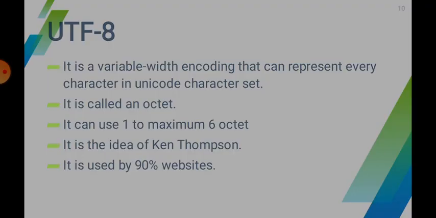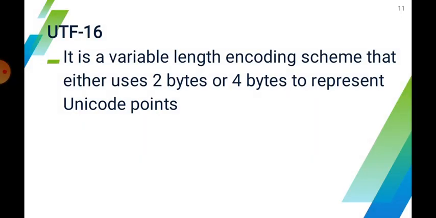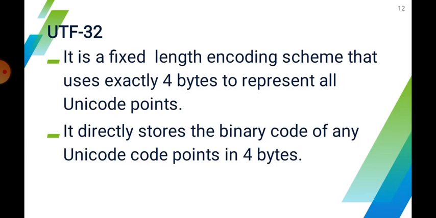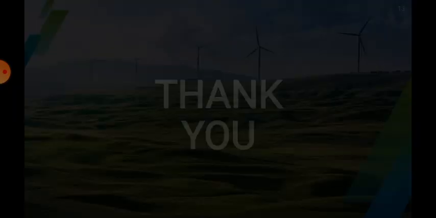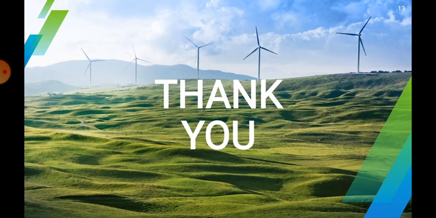In a similar way, the next technique is UTF-16. UTF-16 is also a variable length encoding scheme. It uses either 4 bytes or 2 bytes to represent Unicode code points. And the last is UTF-32. It is a fixed length encoding scheme and it uses exactly 4 bytes to represent all the code points. So this is all about character representation, in which you have seen how characters are stored in the computer by using various codes like ASCII, Indian script code and Unicode. Thank you.